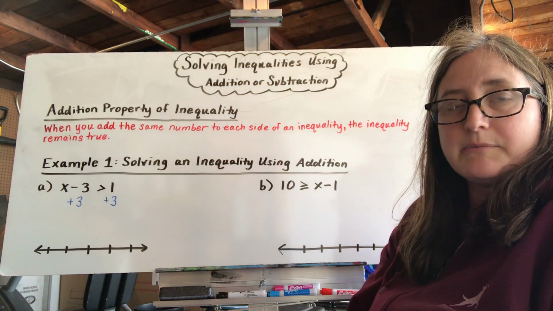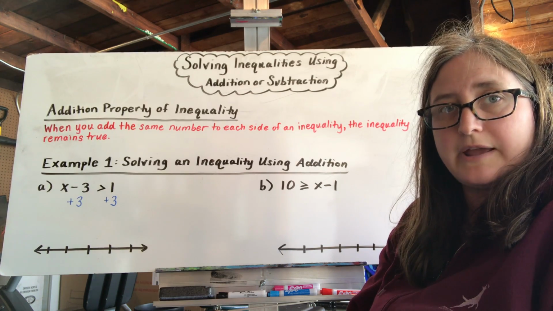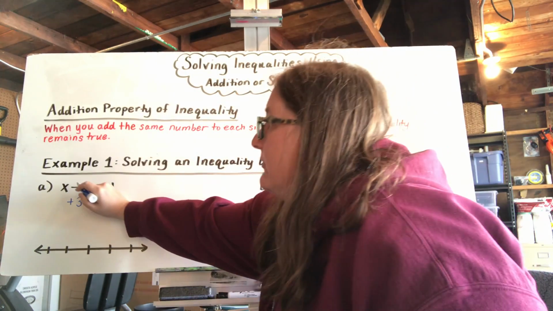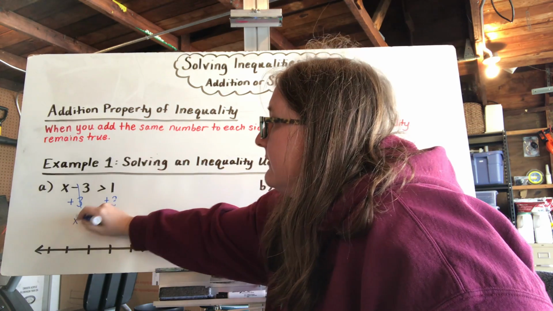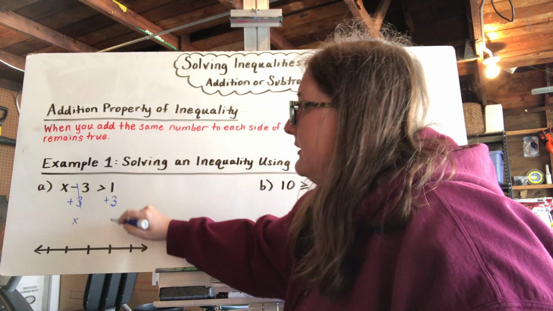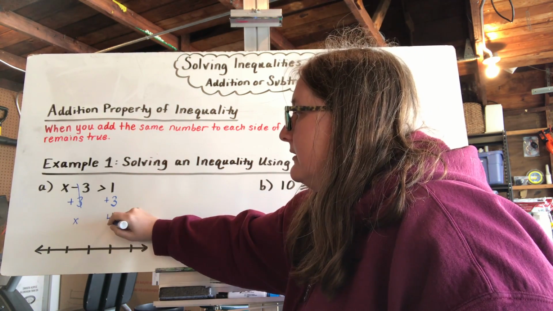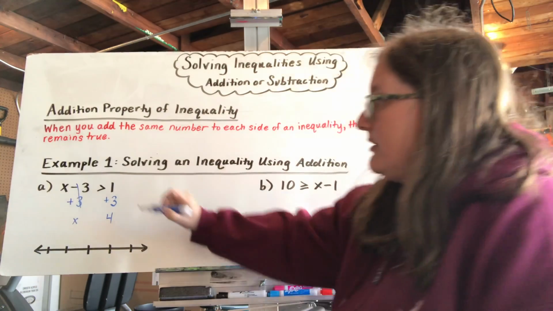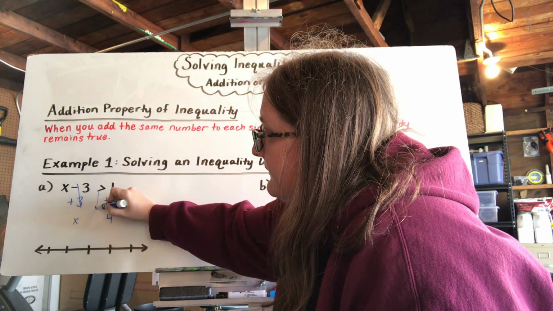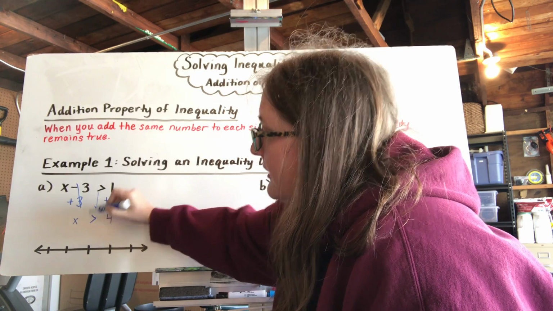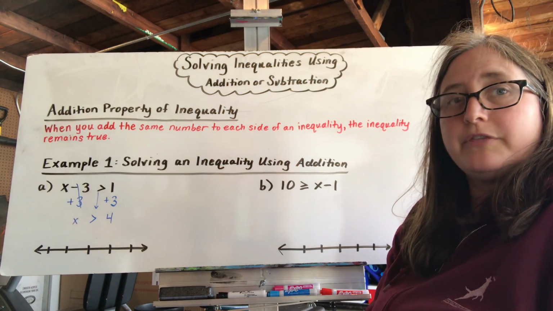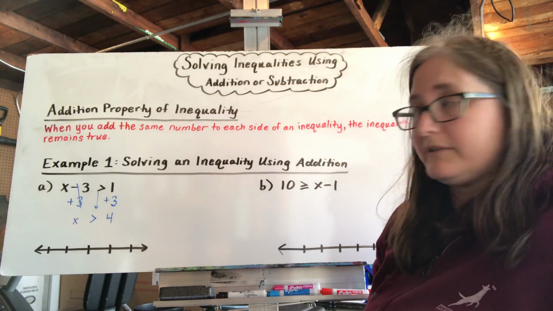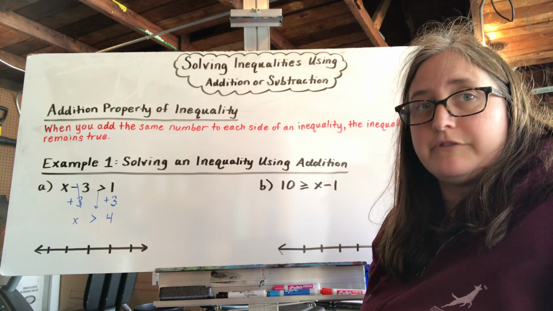So on the left side, I'm going to add 3, and on the right side, I'm going to add 3. Here it will cancel out, and I'm left with x. And on this side, 1 plus 3 gives me 4. For my final step here, I'm just going to take my inequality symbol and bring it down. So the values for my variable x are anything that is larger than 4.